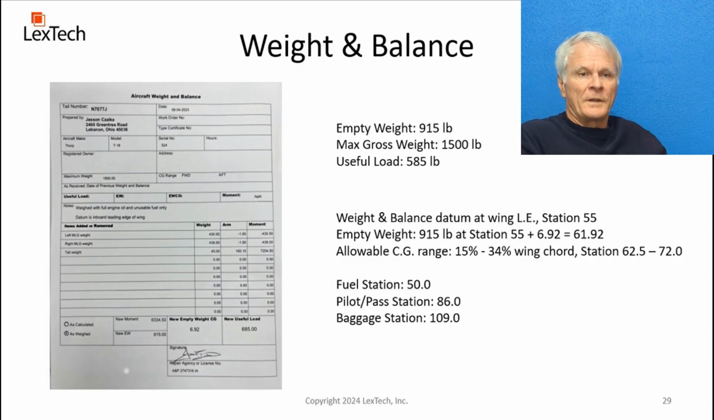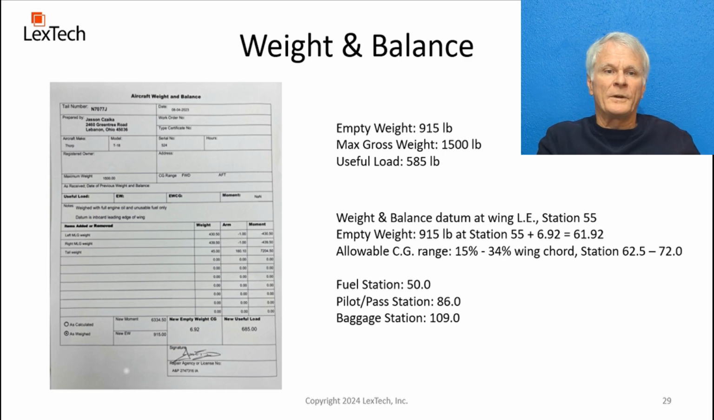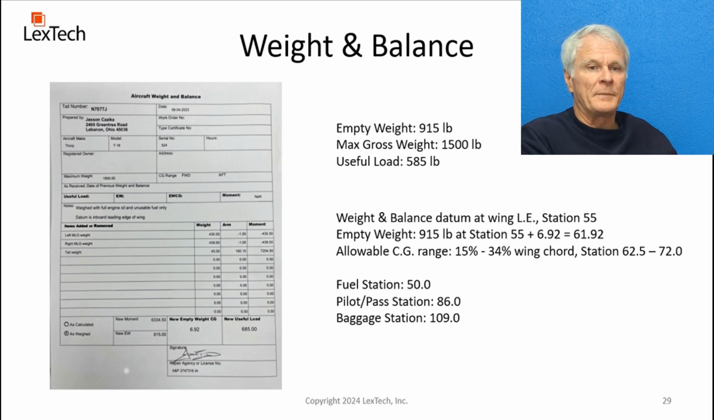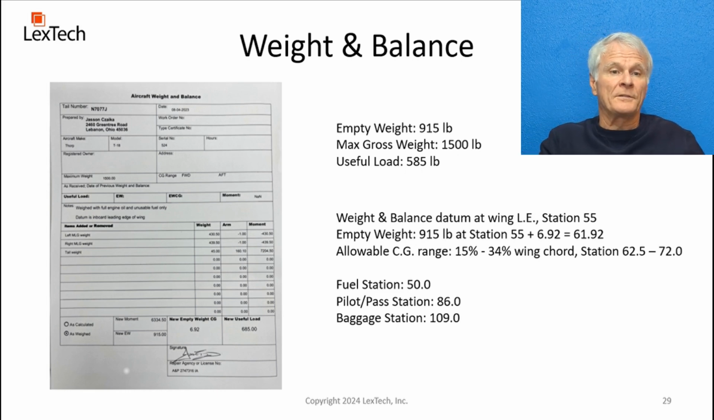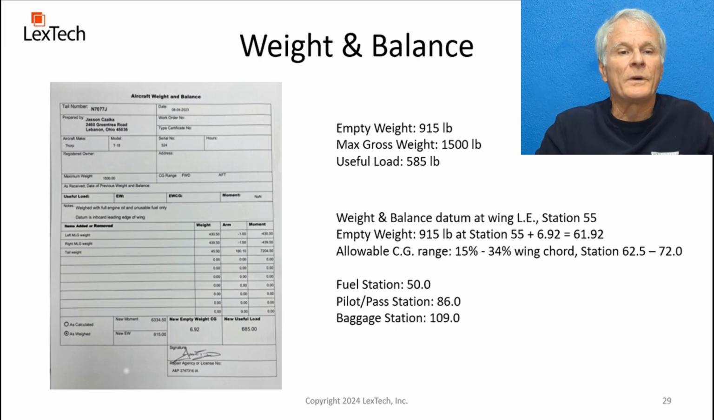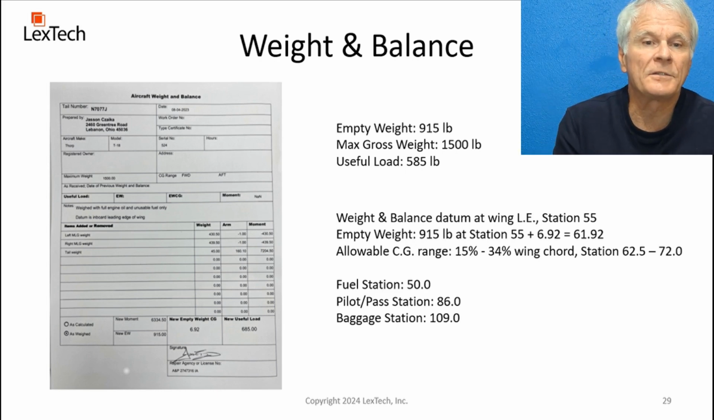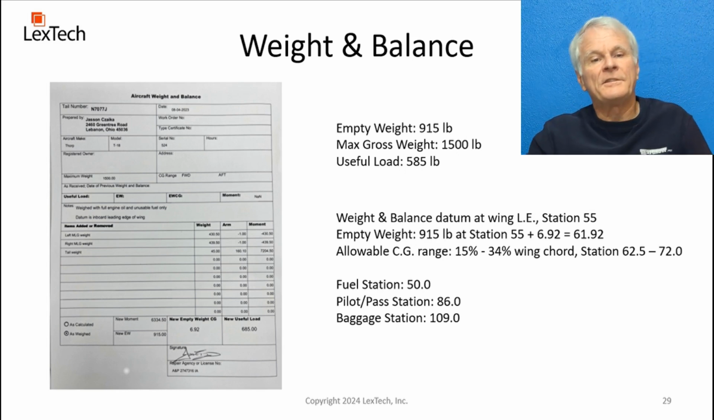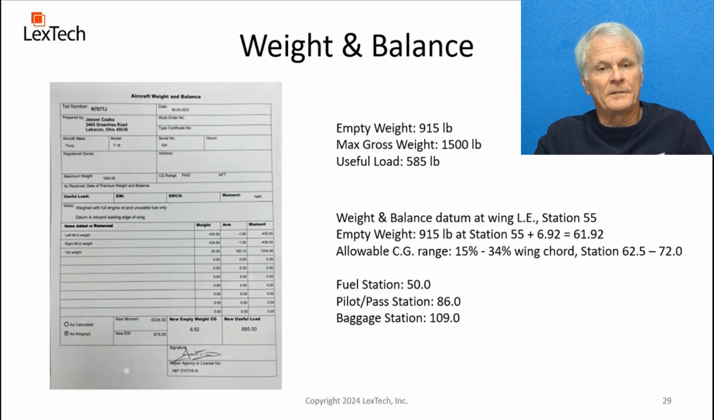So here's the official weight and balance sheet. Empty weight on this airplane is 915 pounds. Gross weight, 1,500 pounds, leaving a useful load of 585 pounds. You can see the weight and balance datum was the wing leading edge. It's station 55. And empty weight puts me at station 61.92. And the allowable CG range of this airplane is 62.5 to 72.